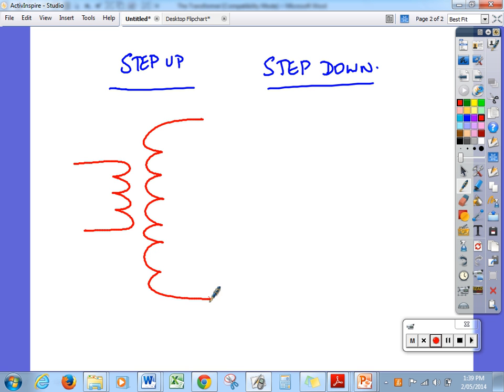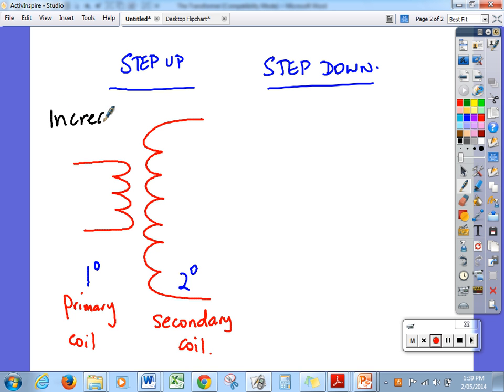Now this is the primary coil, and we know from yesterday that a transformer consists of two coils of wire. The first is the primary coil, and the other one is called the secondary coil. The symbol for primary is a 1 with a degree, and for secondary a 2 with a degree, also known as 1 degree and 2 degree. Primary, first degree, secondary, second degree. Okay? So what does a step up do? It increases voltage.